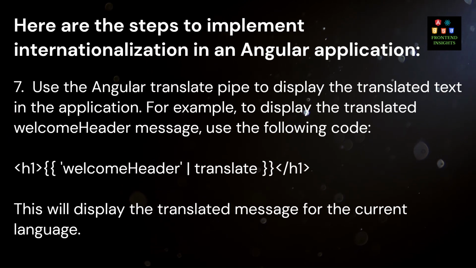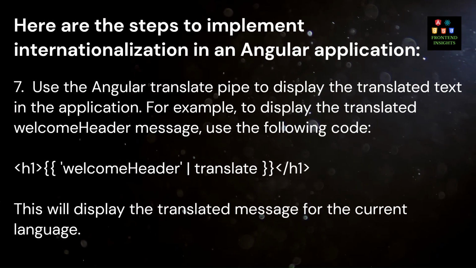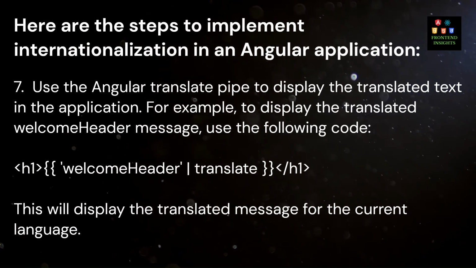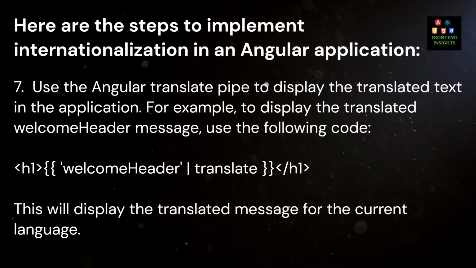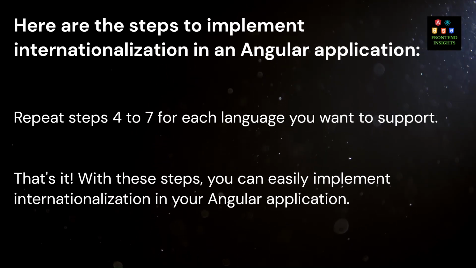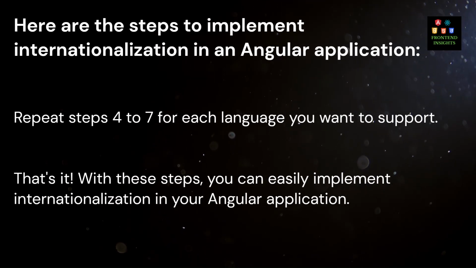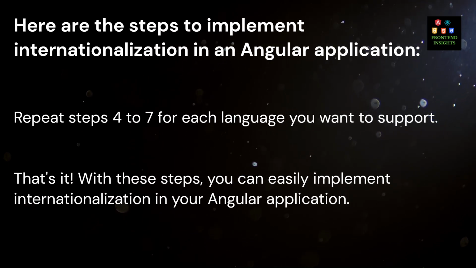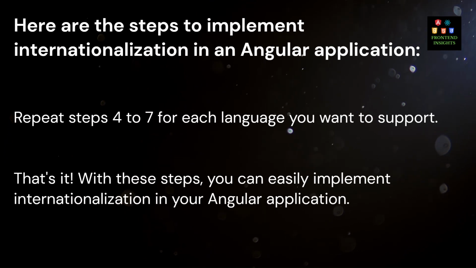Seventh point, use the Angular translate pipe to display the translated text in the application. For example, to display the translated welcome header message, use the following code. This will display the translated message for the current language. Repeat steps 4 to 7 for each language you want to support. That's it. With these steps, you can easily implement internationalization in your Angular application.